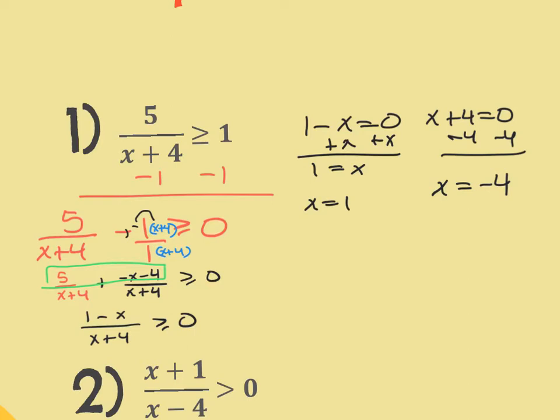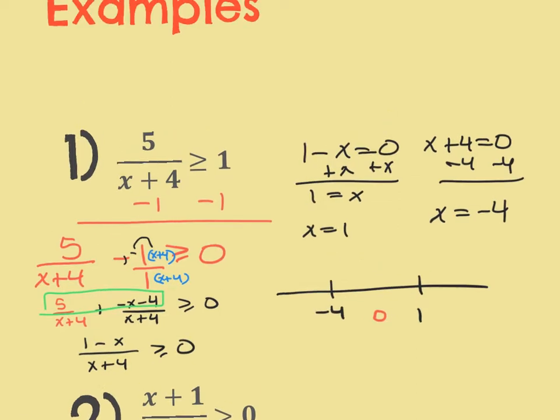I'm now going to add these numbers to my number line, least to greatest. And now I pick a test point. I'm going to go ahead and choose 0. 0 is located here in the middle. So I'm going to plug in 0 to the original inequality.